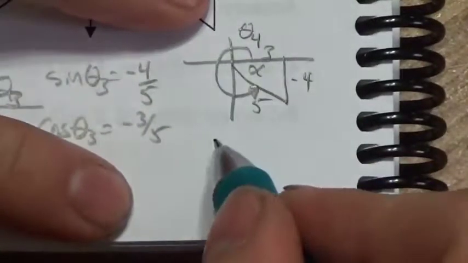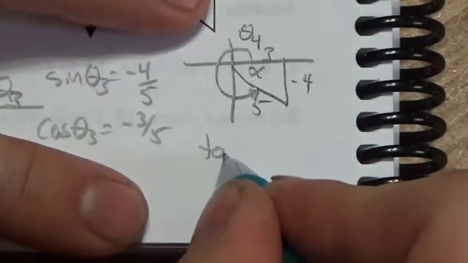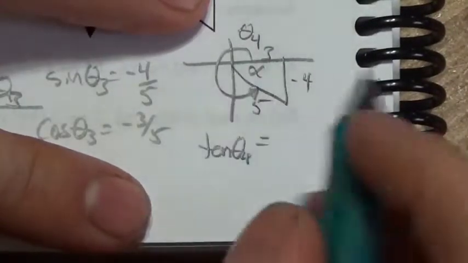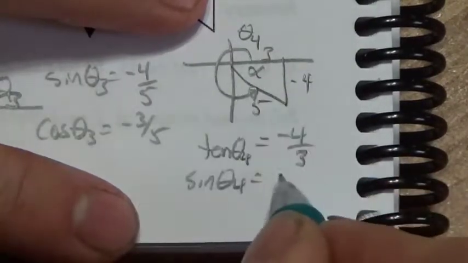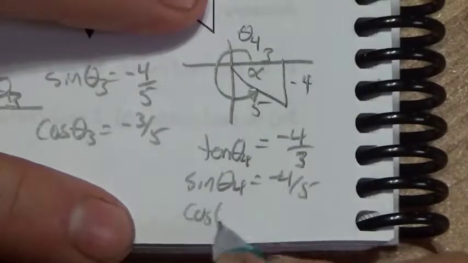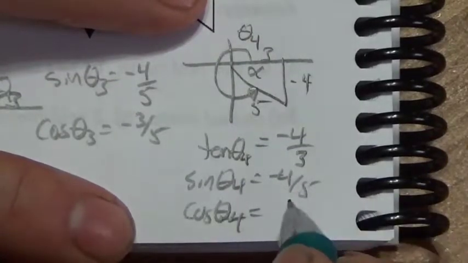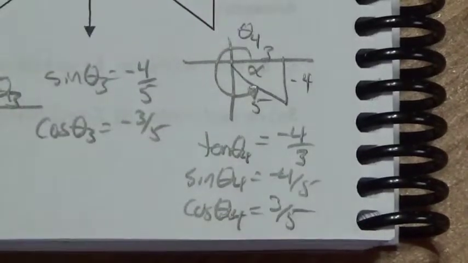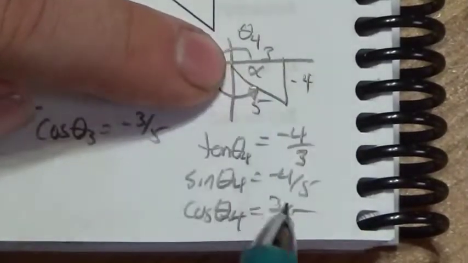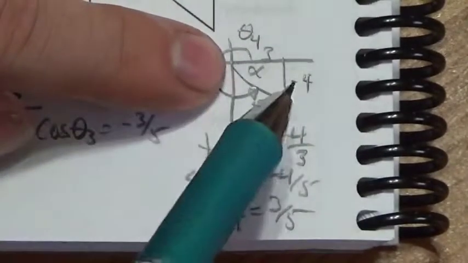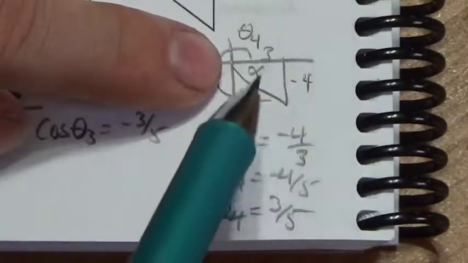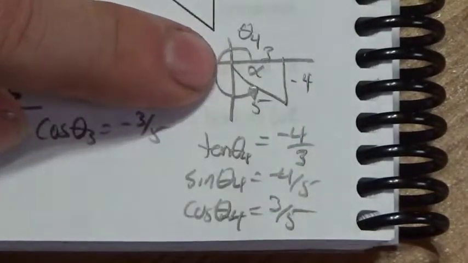Okay, but now, we'll start with tangent again. The tangent of theta 4 is going to be -4 over 3. The sine of theta 4 is going to be -4 over 5. But this time the cosine of theta 4 is going to be +3 over 5. Again, because all of these ratios for theta 4 will be identical to the trig functions for alpha, the reference angle, in that triangle right there. So the opposite side is the -4, the adjacent is the 3, the hypotenuse is the 5.